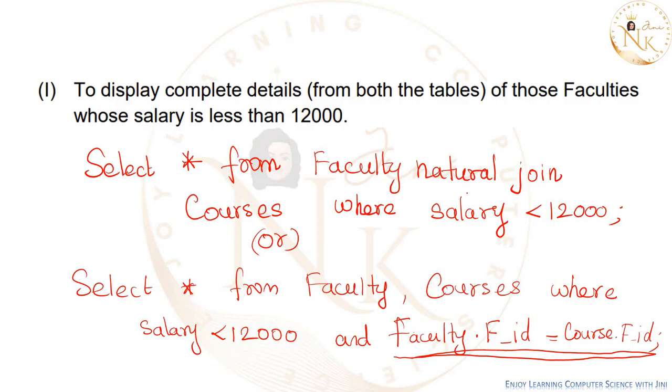Here I have used natural join. So when I am using natural join, no need to specify this condition. If I am not using natural join, specify the condition explicitly. So here, to display the complete details, we have to use asterisk from both the tables. So from faculty comma courses, and what is the condition? Whose salary is less than 12,000. So where salary is less than 12,000.